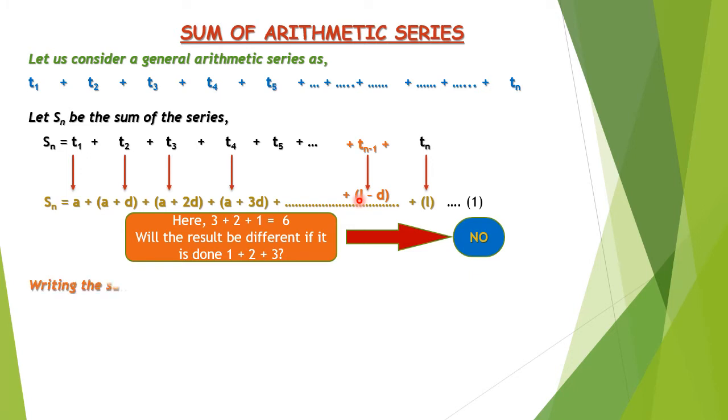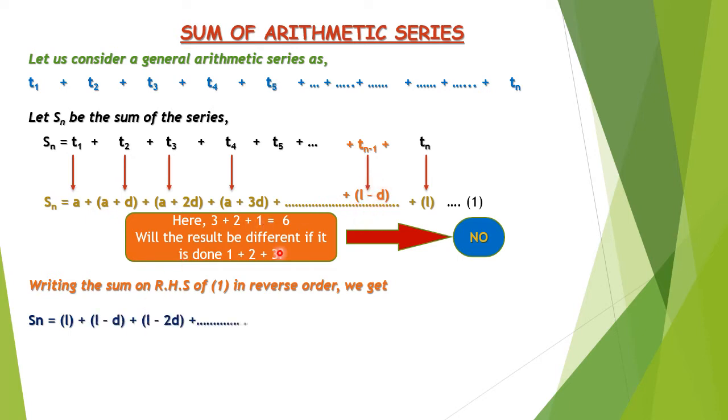So we can write the given equation 1 in reverse order. Reverse order means we start from L and we end at A. That's the reverse order. So Sn equals L, we start with L, then L minus D, then L minus 2D. So don't get confused. L minus D is the second last term, L minus 2D is the third last term. In this way, we can write L minus 3D also, L minus 4D also. And you can see here, the last term will be A. This is equation 2.